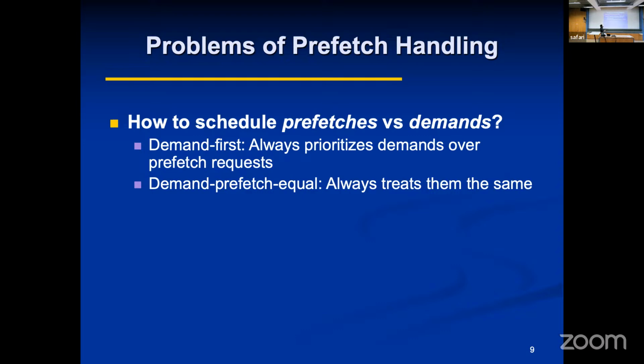One policy says I'm always going to prioritize demand first. That's what we call a demand-first policy. It always prioritizes demands over prefetch requests. That makes sense, because demands are coming from the core, so they might be more useful than prefetch requests, which the hardware or the software itself is generating. Another prioritization policy is demand-prefetch-equal: I'm going to treat both of these requests as equally critical in every aspect, so they get treated the same.